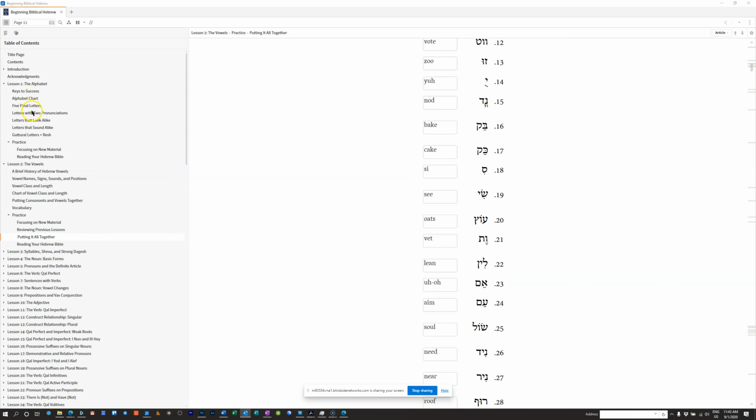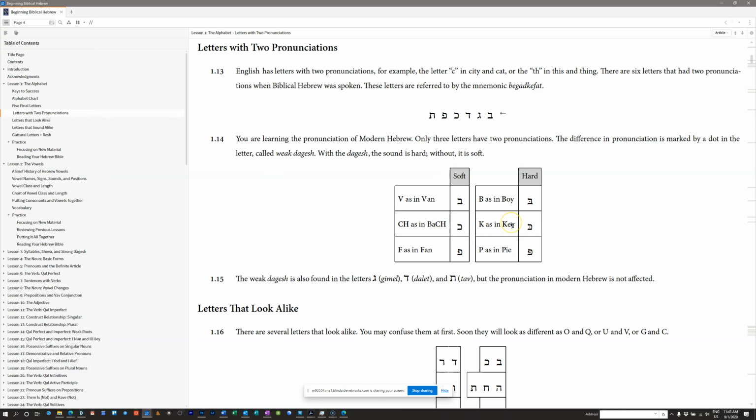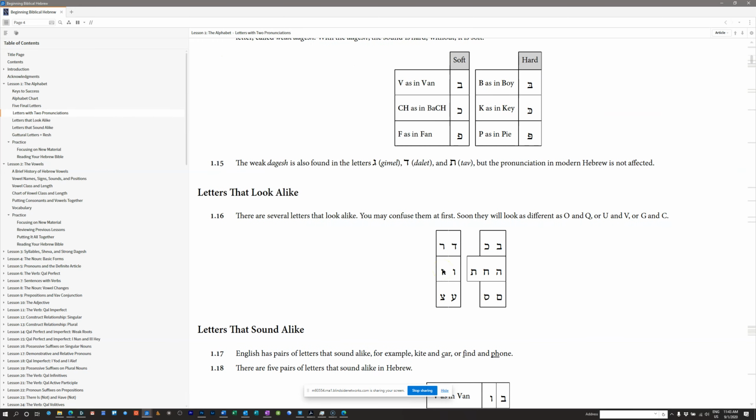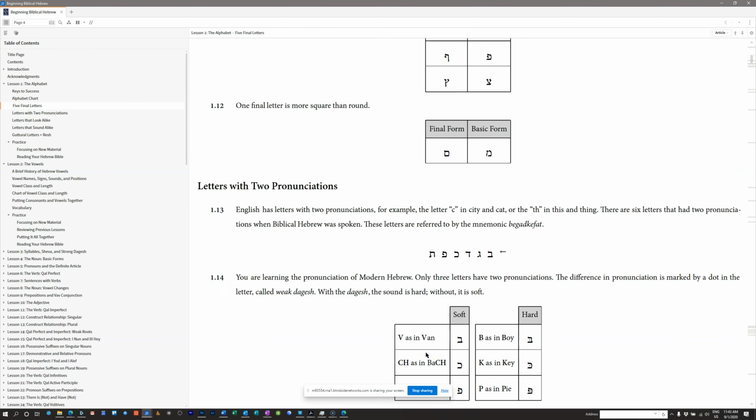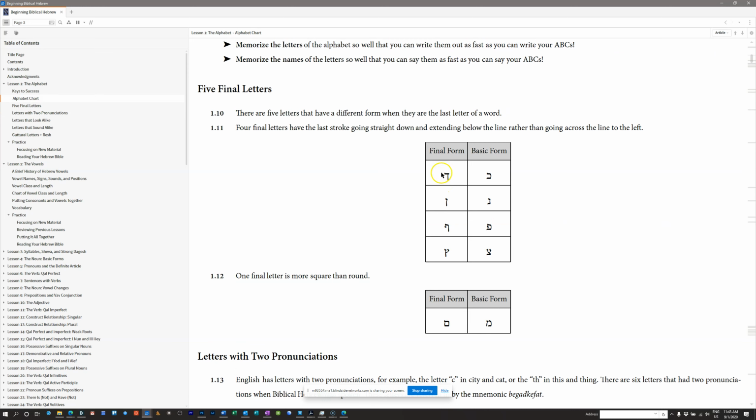So anytime you lack the dagesh, it's going to be the softer sound. For the letters that have two forms, that's going to be the kaf and the pe. Those are the only Begad Kafat letters with a final form that could have two different pronunciations. So, generally speaking, you're not going to have a dagesh in the final form, so it's usually going to be the softer pronunciation.